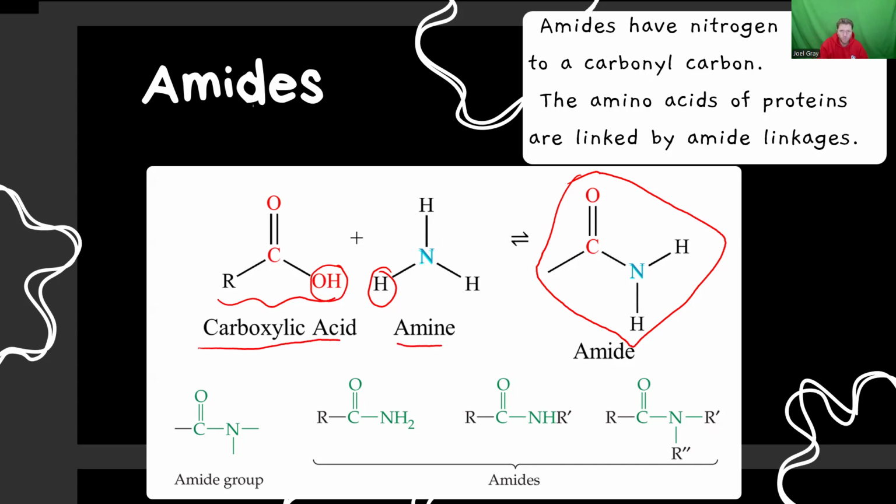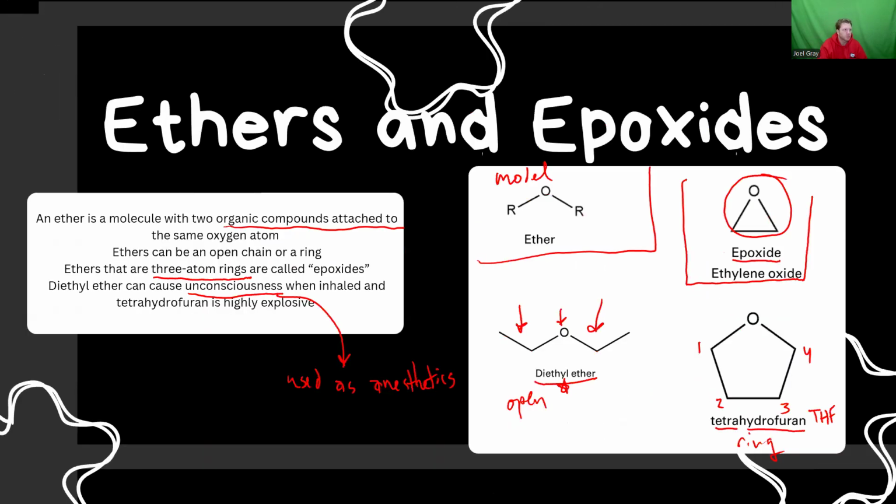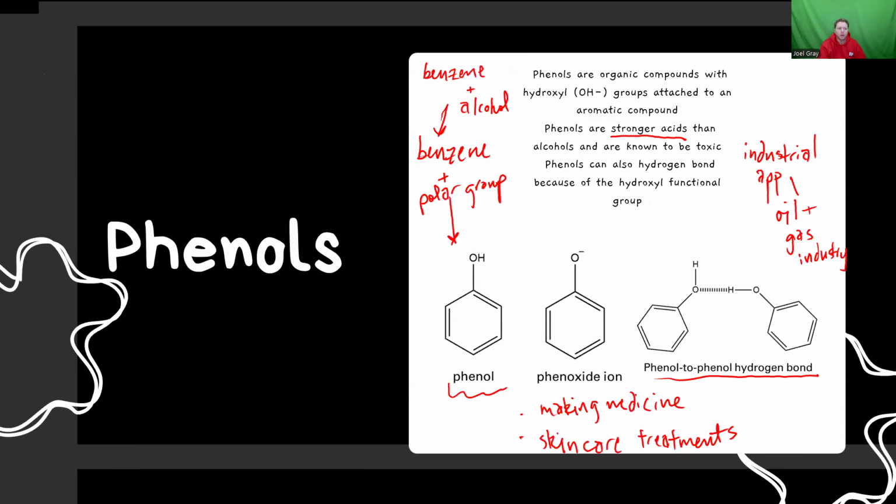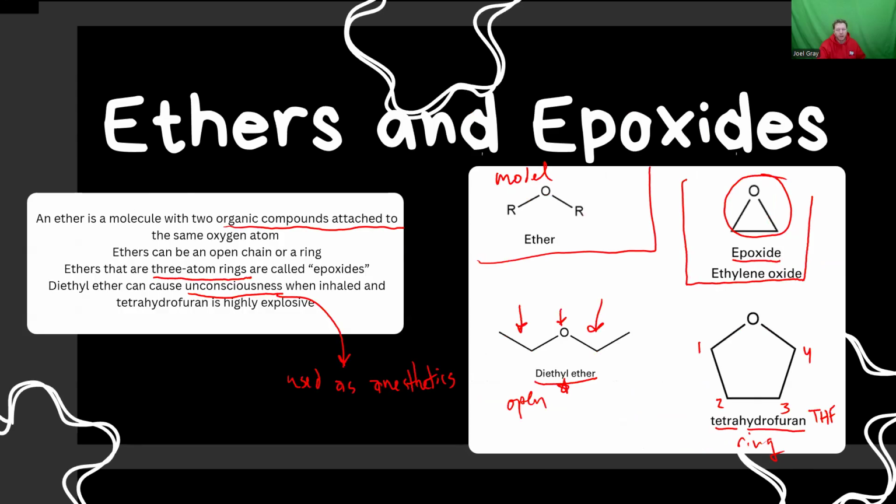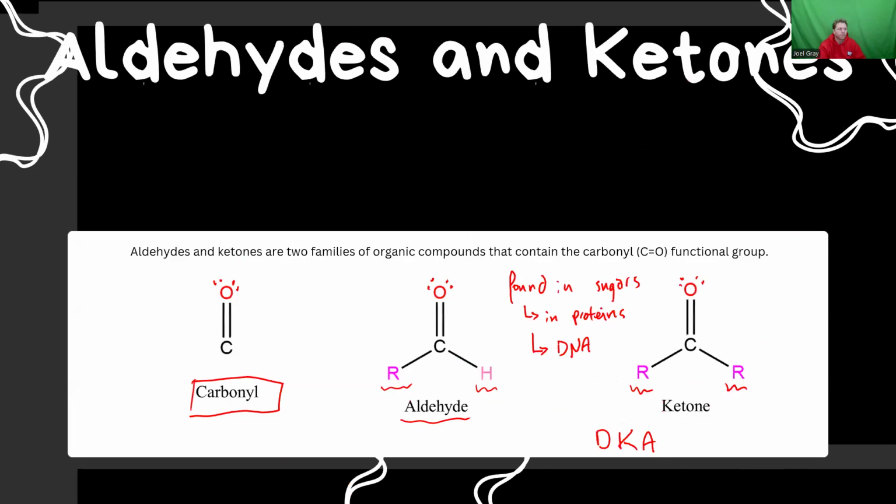So just as a little bit of a review for today, I'm going to jog through these quickly. What have we talked about? Phenols. We talked about phenols being basically benzene plus an alcohol. We talked about ethers, and we talked about epoxide, which is a special case of an ether. It has two single bonds going to an oxygen, but what makes epoxide unique is that it is a three-membered ring. We talked about aldehydes and ketones.